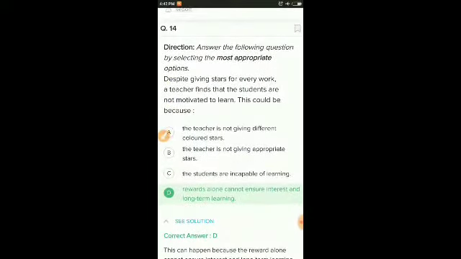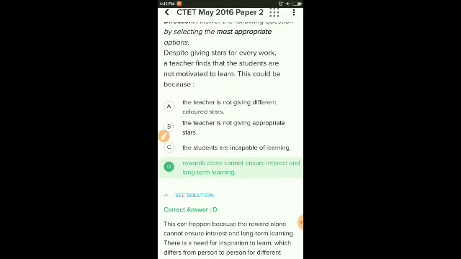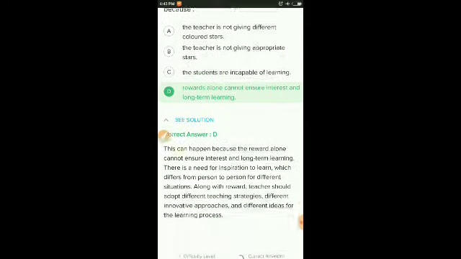Then question number 14. Despite giving stars for every work, a teacher finds that the students are not motivated to learn. This could be because rewards alone cannot ensure interest and long-term learning. So if you are giving stars all the time to the students for their performance, it doesn't give them motivation. Okay, always it doesn't give motivation. Why? Because it becomes boring. They are already getting rewards, and getting it for a longer time, it just becomes like a habit. Okay, so we should try to do something different to motivate the students.